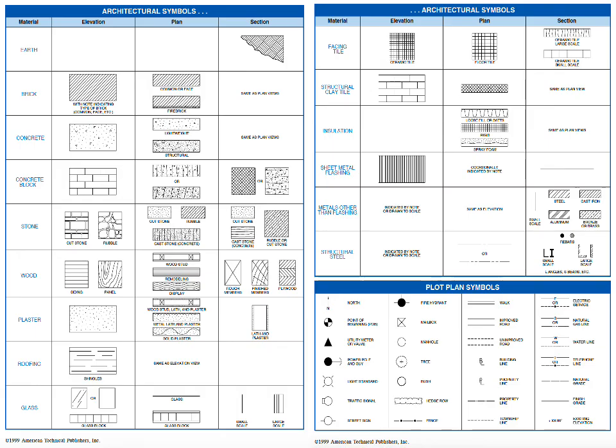Here are some more examples of symbols and how they look differently on the type of drawing you were looking at. You can see it on the different columns. The first one lists the material name and how that looks in elevation, how it looks in plan, and then how it looks in section.